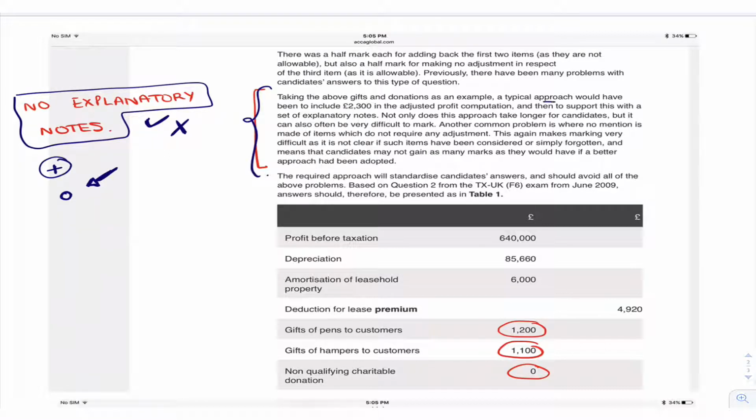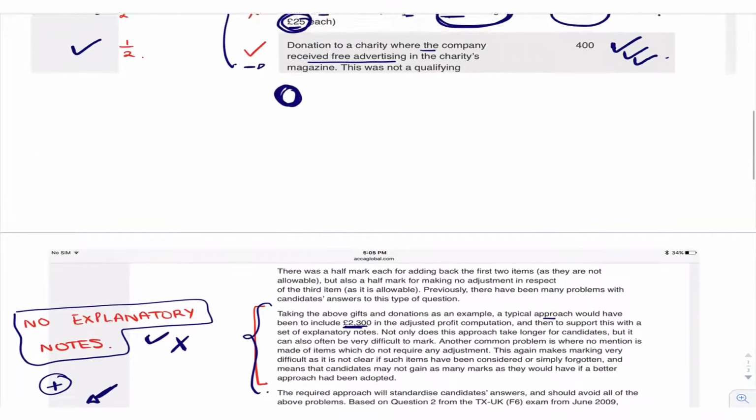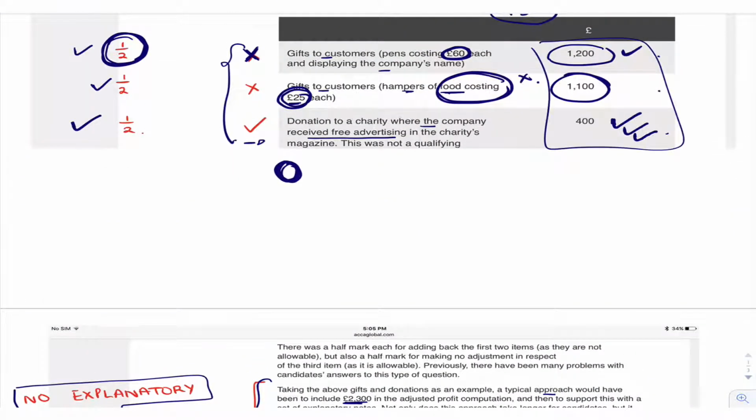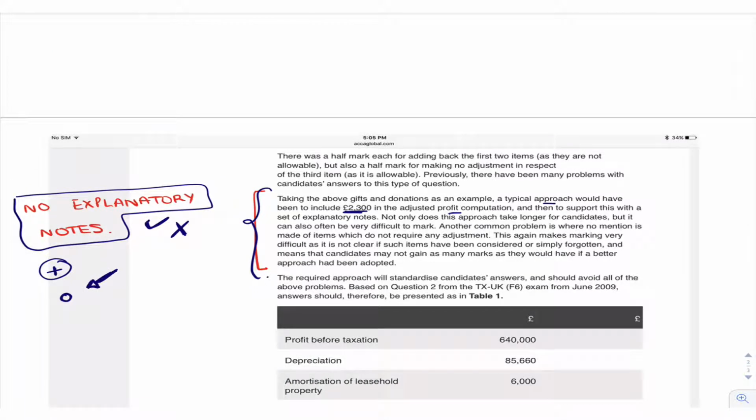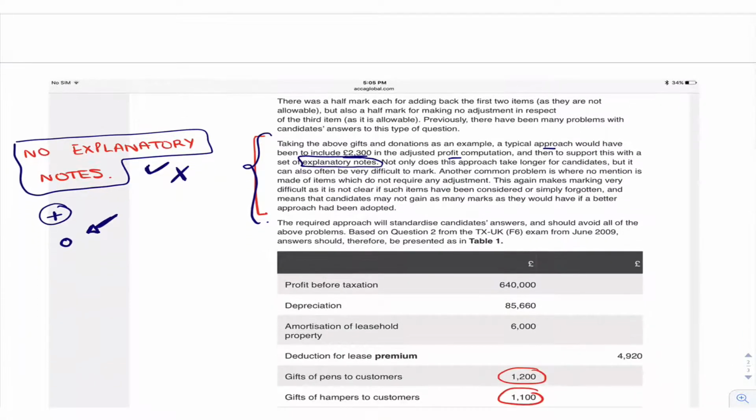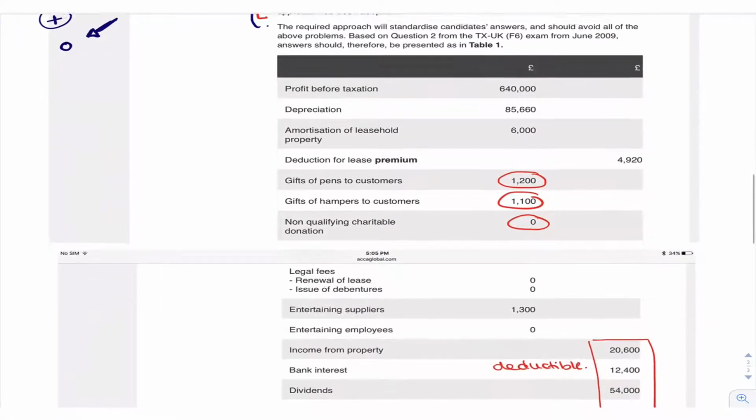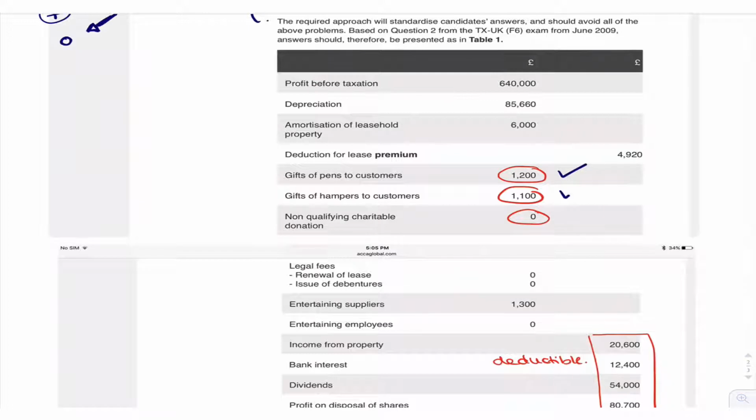It says that the typical approach would have been to include the 2300. This totals to 2300 in the adjusted profit computation, and then to support this with a bunch of explanatory notes. But that'll make your exam paper look very confusing, and it's much harder for the examiner to read, and you're not going to get as many marks. So it's better to do it in the way that they've exactly told you. Now finally, this is how they wanted it. Add this back, put the zero here. This is how they wanted it. And you started with the profit before tax figure, and you're making your adjustments.